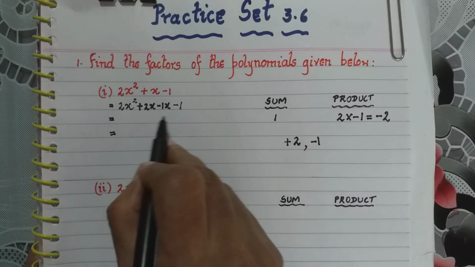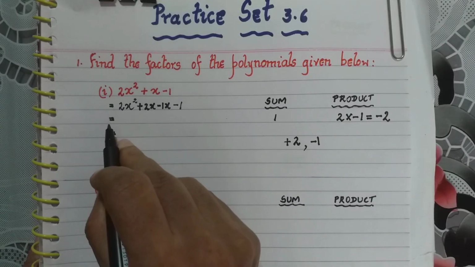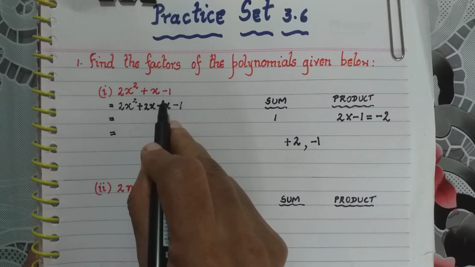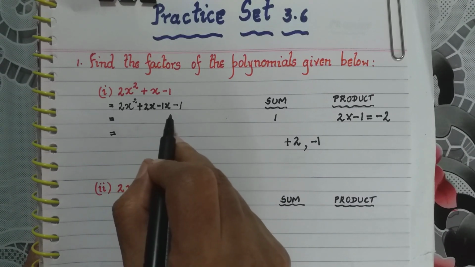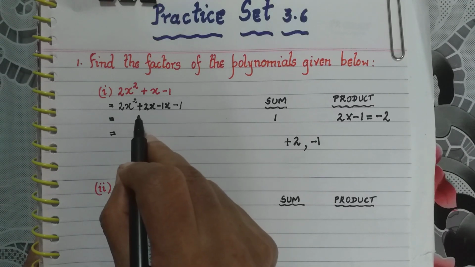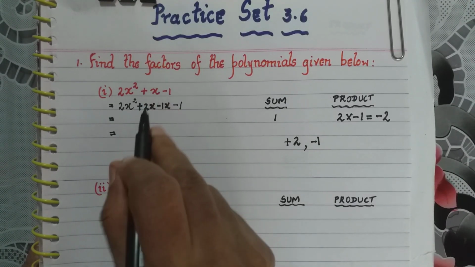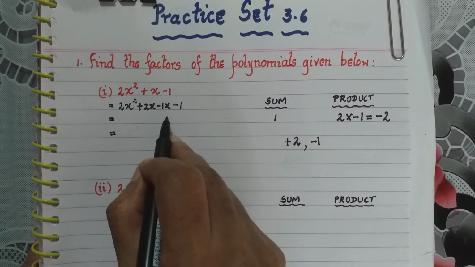So you see here now how we have written first term as it is, last term as it is, only the middle term is changed. I have changed it to 2x minus 1x. What is 2x minus 1x? It is x only. So whether I write x or 2x minus 1x, it is the same.